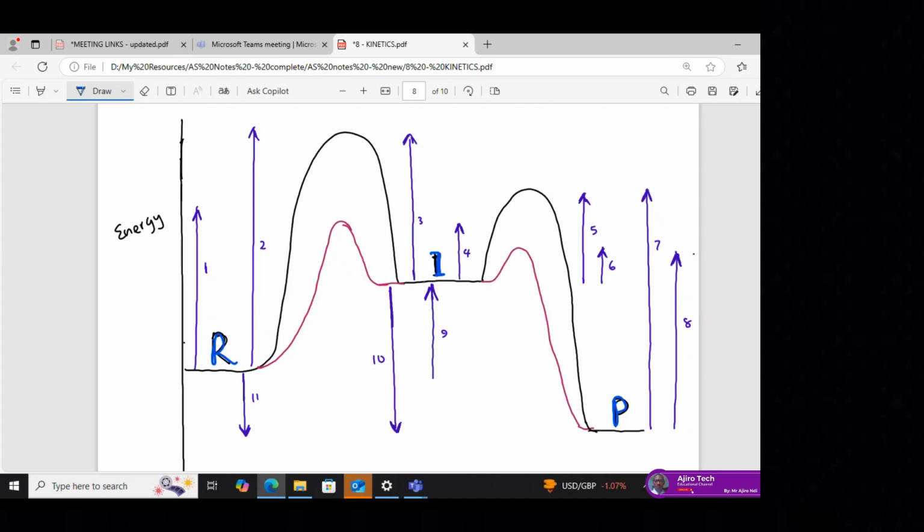Are you sure you understand that? So R to I, yes, EA1 is 2. I to P now, EA2 is what? Is 5. Is that okay? That is for uncatalyzed forward.